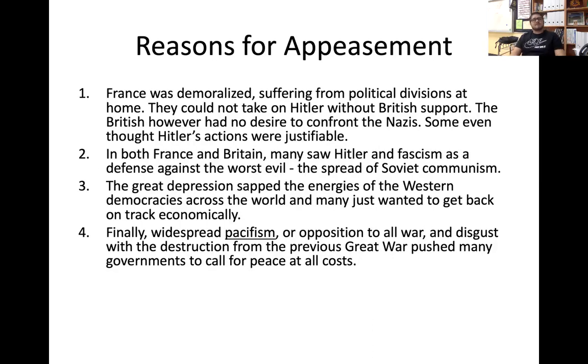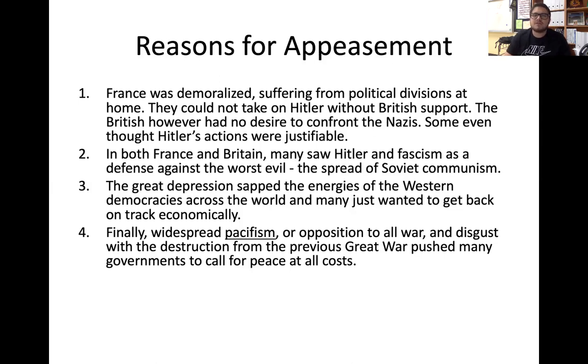Now, the reasons for appeasement. France was demoralized, suffering from political divisions at home. They could not take on Hitler without British support. The British, however, had no desire to confront the Nazis. Some even thought Hitler's actions were justifiable. What I mean by that is, some people, looking at the Treaty of Versailles, thought to themselves, well, that makes sense. That makes sense why they're so angry, why they're making an army, because they don't want to be held down. So they kind of understood why he was doing what he was doing.